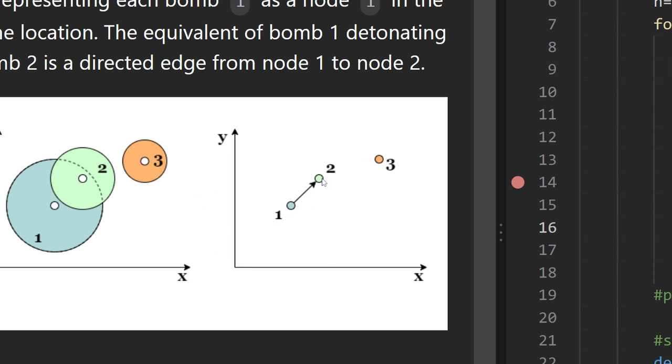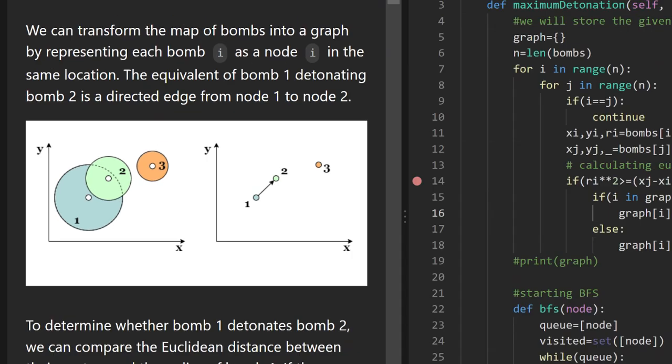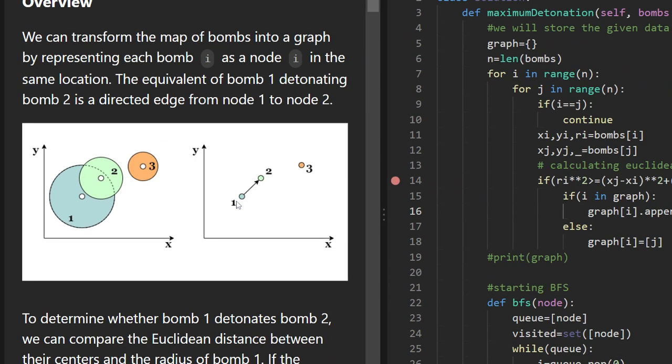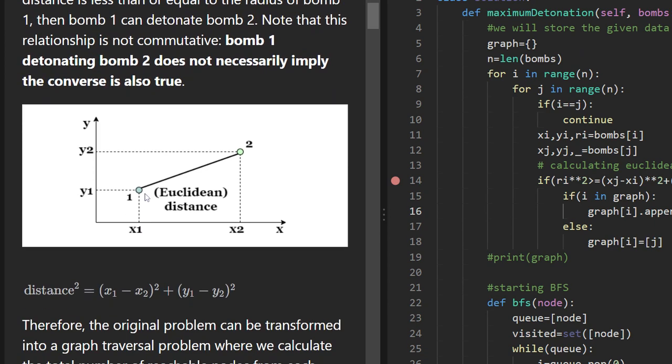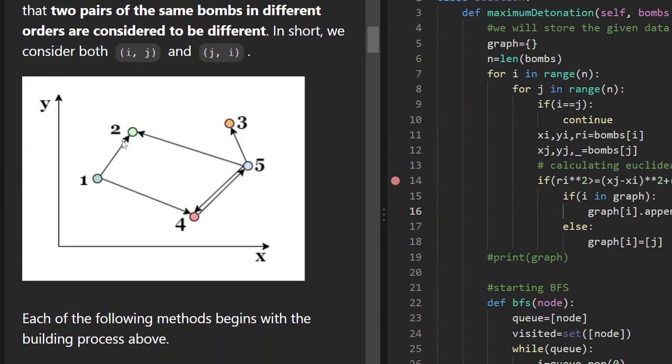Okay, I will make a directed edge to green. I will store them as a graph. That means, for example, A is connected to B means the explosion of A will lead to the explosion of B. That is the basic idea. And how I will be deciding that, it will be based on the Euclidean distance. So finally, it will look something like this.